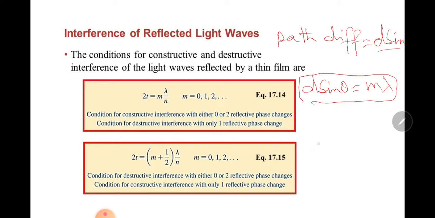Now for destructive interference, the path difference d sine theta is equal to (m plus 1/2) lambda. So we should remember these conditions before going into detail of the next topic.